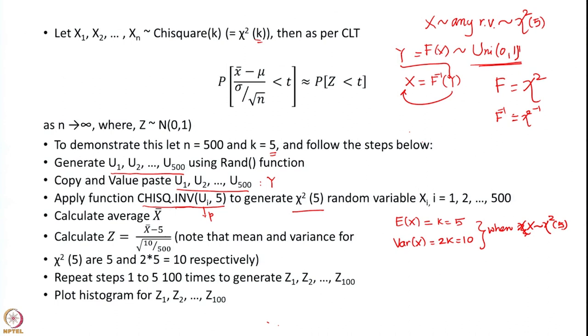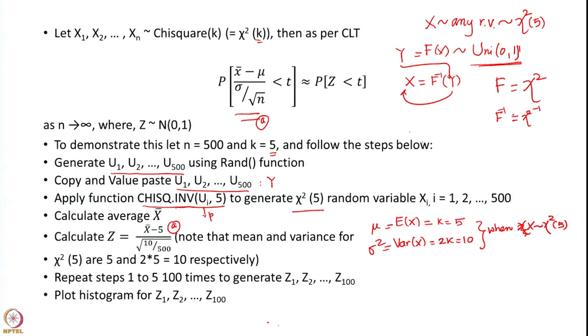So when that happens, this is the expected value, which is mu, and this is sigma square. So I am taking exactly this ratio, and I am carrying it out here. So if this is A, this is what I am calculating here.